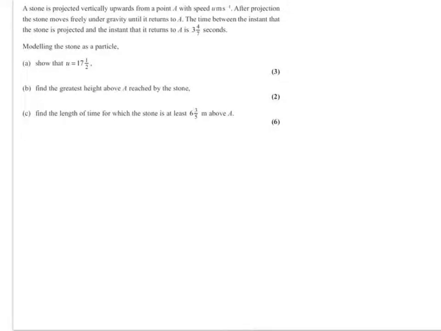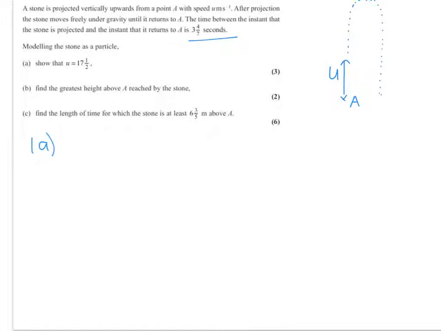Question 2, we're given a lot of information, so we better start off with a diagram. We know it's projected vertically upwards from a point A, so let's label on that point A, and it's projected with a speed of u, so that's its initial velocity going upwards, and it goes all the way up, and we're told it moves freely under gravity until it returns back to A again. And we're told that the time for that entire journey back to A is 3 4/7 seconds. So we've got to start off by showing that the speed at which it was projected was 17.5.